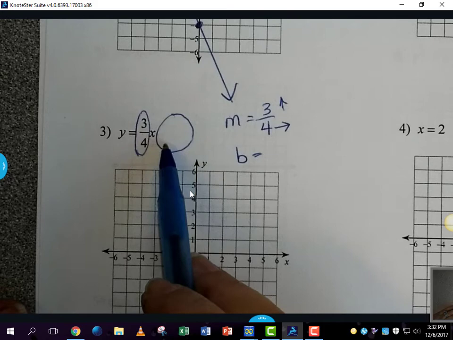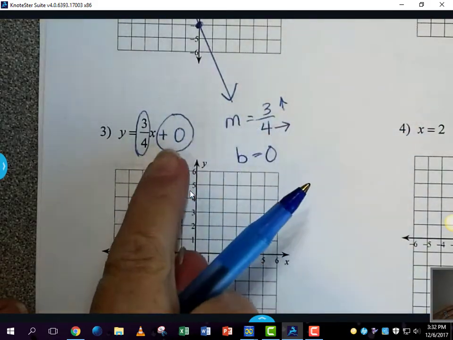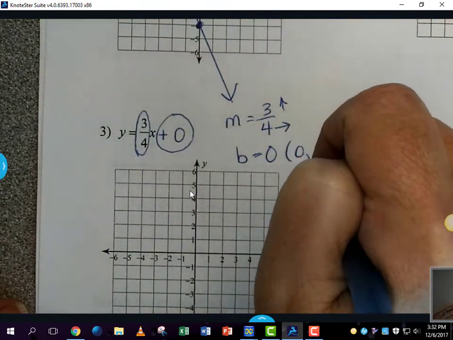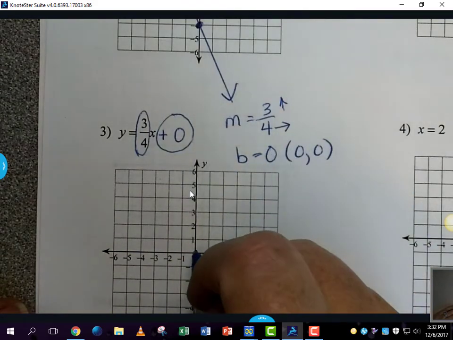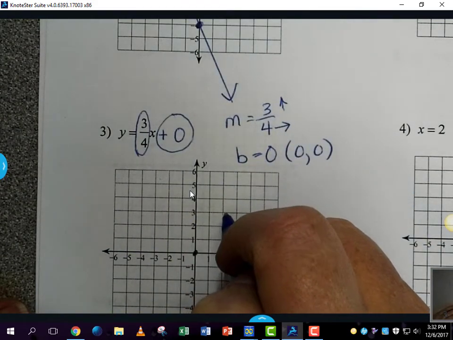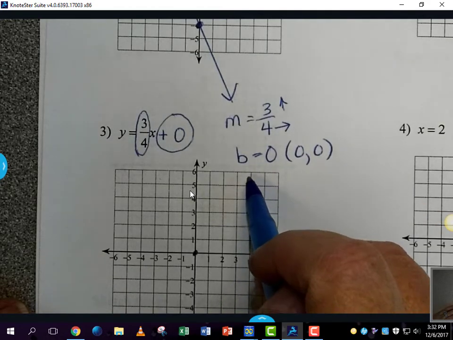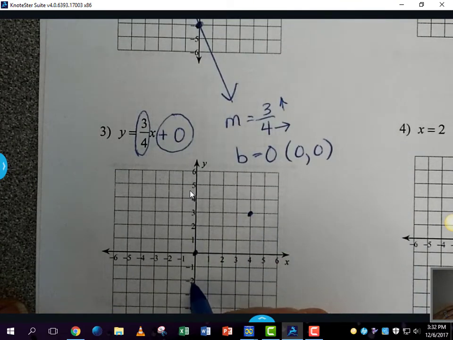the only number it could be is 0. Because if I have plus 0, I don't really have to write that down. So that means I'm starting at the point 0, 0. So I'm starting at the origin, and I go up 3 and right 4. 1, 2, 3, 1, 2, 3, 4. 1, 2, 3, 1, 2. I'm off the space, so instead of going up and right, I can also go down 1, 2, 3 and left 1, 2, 3, 4.